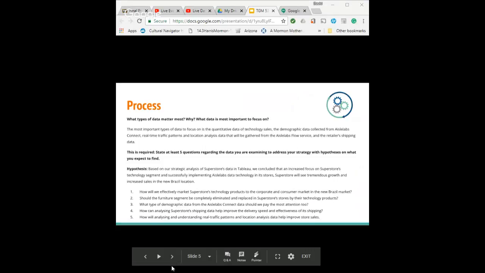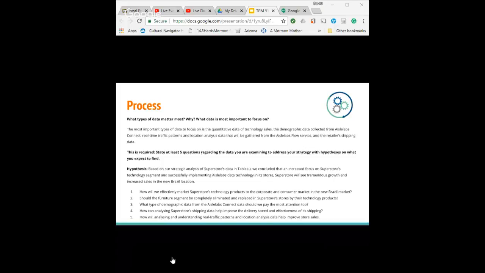Our hypothesis is based on our strategic analysis of Superstore's data in Tableau. We concluded that with an increased focus on Superstore's technology segment and successfully implementing Iolabs data technology in its stores, Superstore will see tremendous growth and increased sales in the new Brazil location.